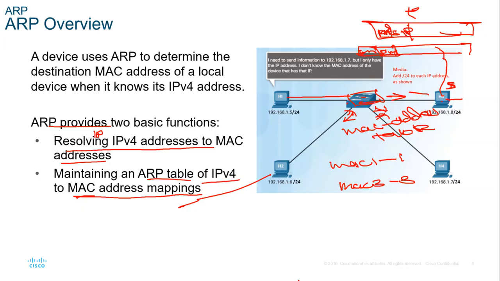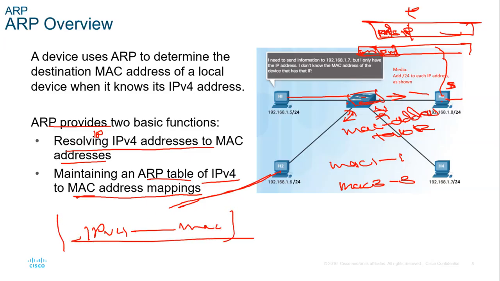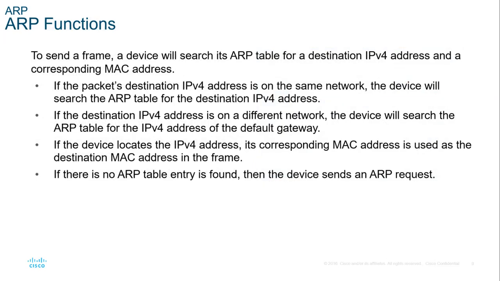It only captures MAC addresses. But when it comes to a PC here, it has the table that captures both the IPv4 address together with the MAC addresses. At the switch, it's a MAC address table that captures the MAC address and the ports where the devices are connected. So to send a frame, the device will search the ARP table.